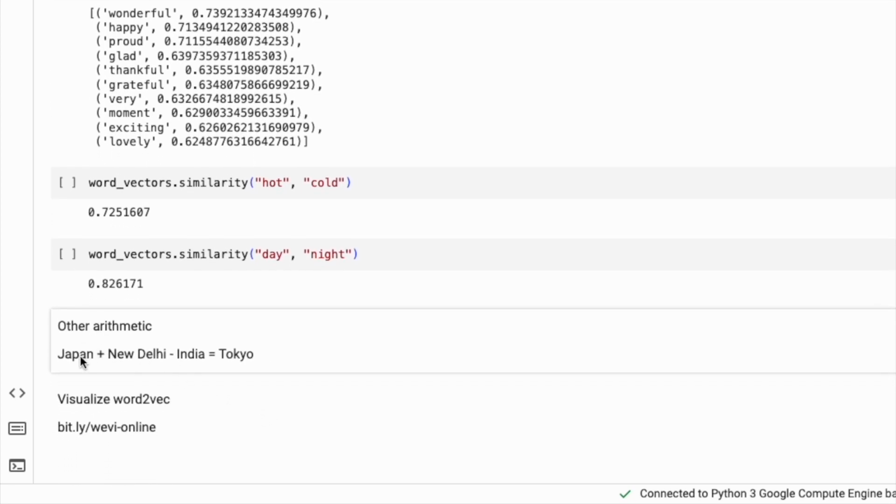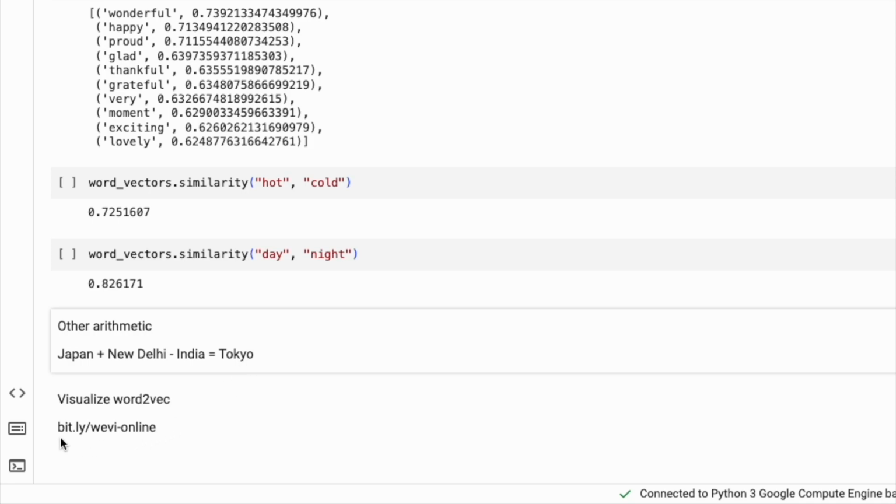Another way to look at the vector arithmetic is, let's say we want to find the capital of Japan. So what we do is we say New Delhi, remove India from it and add Japan to it, and it understands that the capital is being talked about, and it finds the capital of Japan, which is Tokyo.